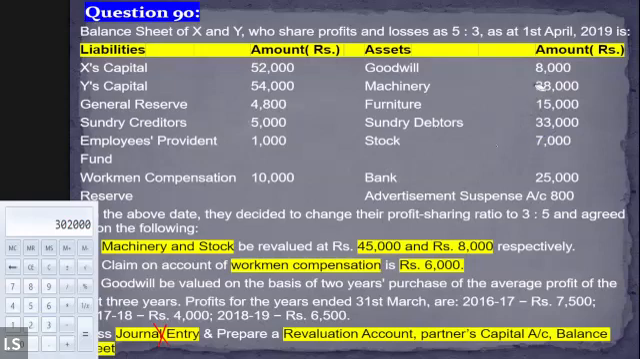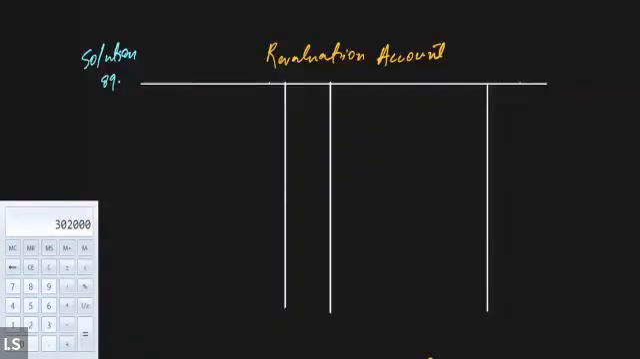Okay, so we'll go to the revaluation account and write down on the credit side of the revaluation account, by machinery. Then the stock has also increased. So we'll write down by stock 1,000.